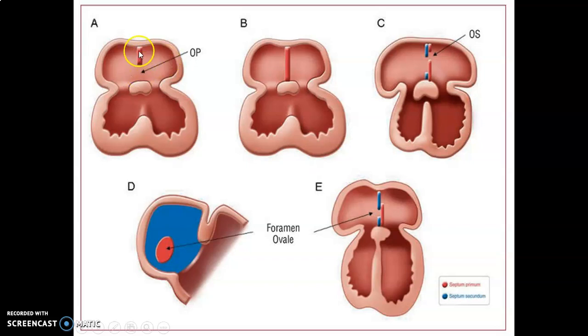So that's the ostium primum. That's the ostium secundum. So this is septum primum, ostium primum, endocardial cushion here, septum secundum. That's your ostium secundum, and this is your foramen ovale there. So it only allows blood from the right atrium to the left. If blood is coming from left to right, it will close and will not allow the flow in the other direction.